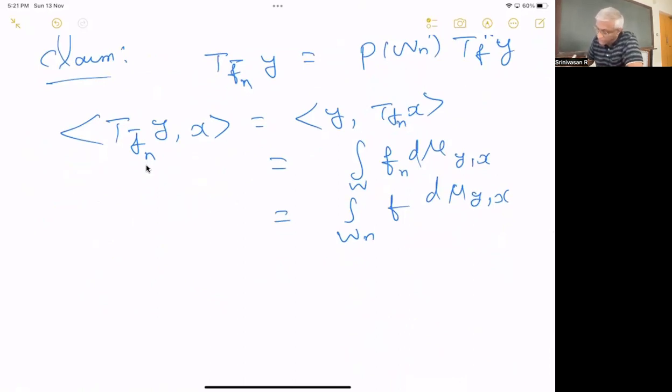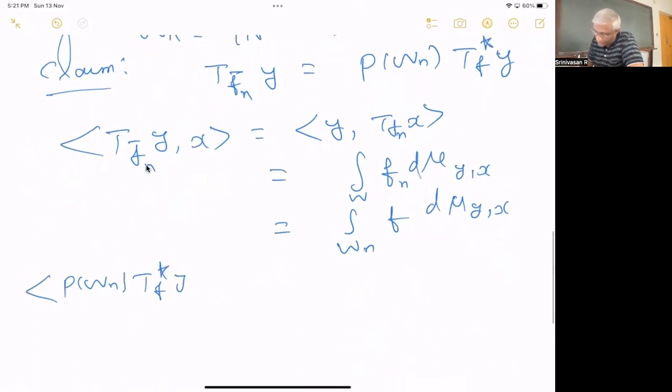So this is equal to this, and this is the left hand side. Let us look at the right hand side. The right hand side is P of omega n T F star y. T F star y acts with inner product with x, and this is well defined for y in the domain of T F star. So this is equal to: I have to take P of omega n onto x first, then I apply T F.